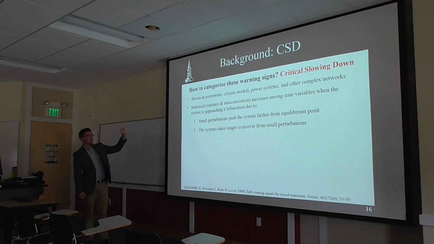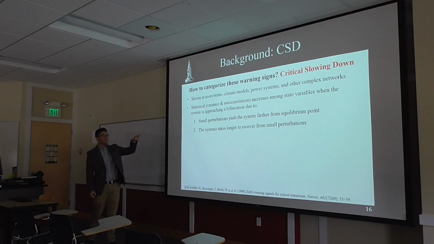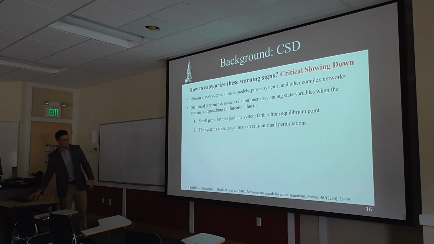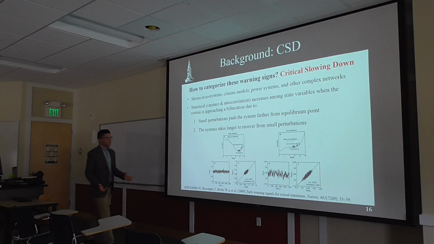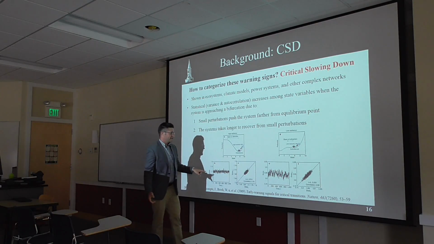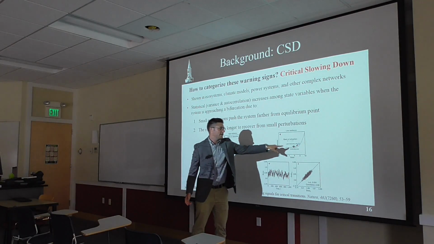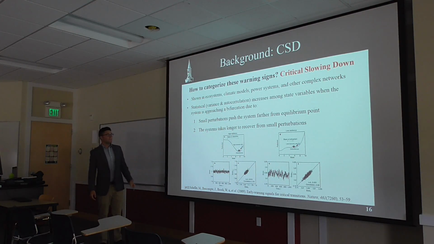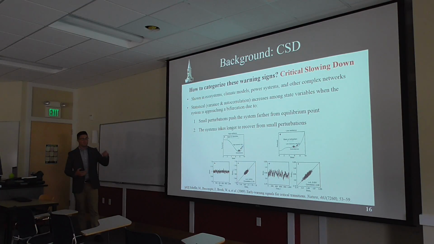And it's primarily indicated by statistical increases of variance and autocorrelation among state variable time series measurements. And these statistical increases are primarily due to two reasons. Here we see a stable system with a deep basin of attraction. Here we see an unstable system with a more flat basin of attraction. Number one, small perturbations push the system farther from the equilibrium point. And number two, the system takes longer to recover from small perturbations. So as a power system is approaching a bifurcation, these two phenomena start manifesting themselves.